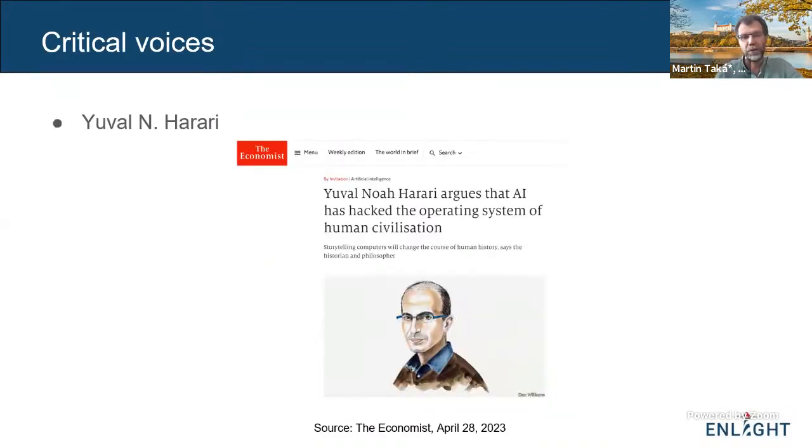Yuval Harari, who is a historian, even warns that ChatGPT sort of hacked the operating system of human civilization, which is language, because we speak language, we think in language, our culture is built on language, our religions and politics are built on language. So he warns that if such a system can be used or is used for manipulating people, it will be very effective because of the medium, the language.